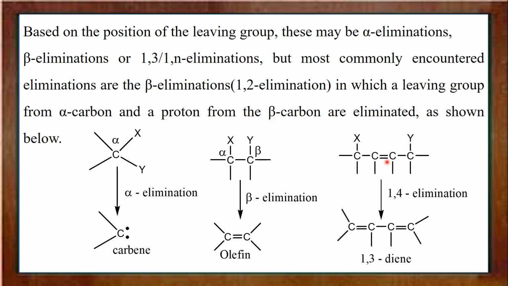And this is an example for 1,4 elimination. A group in carbon 1, this is 2, 3, 4. A group in carbon 1 and 4 are eliminated, and this results in the formation of a diene, and this is called 1,4 elimination.